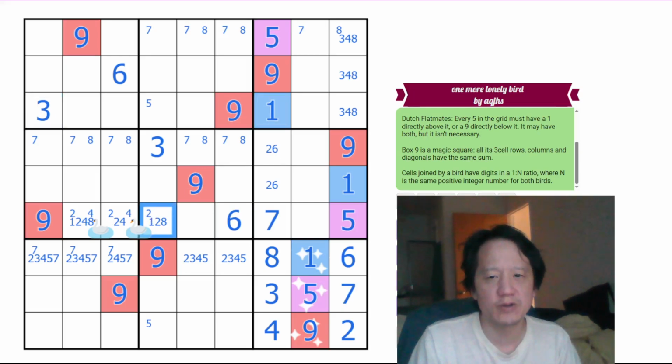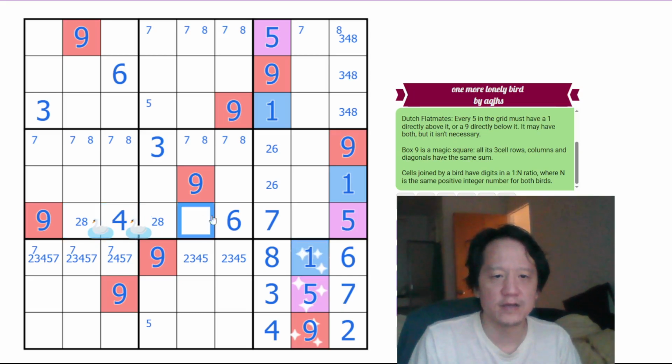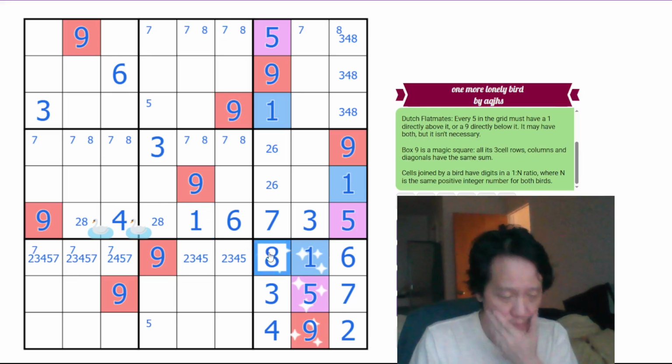So this cannot be 1 anymore. This is 2 or 8. 2 or 8 is only in a 1 to 2 ratio with 4. So this is 4, which means this has to be 2 or 8. That leaves 1 and 3 remaining in row 6. This can't be 1, so this is 3, which makes this 1.